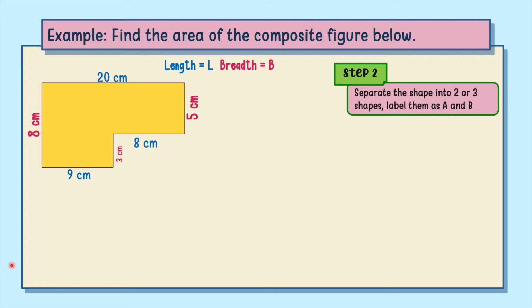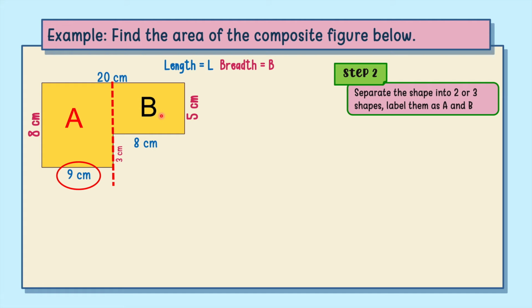Step number 2, we will separate the shape into 2 or 3 shapes, and label them as A and B. So this composite figure, I will separate it. I can put a line across here, and then I will label this part as A and this part as B.